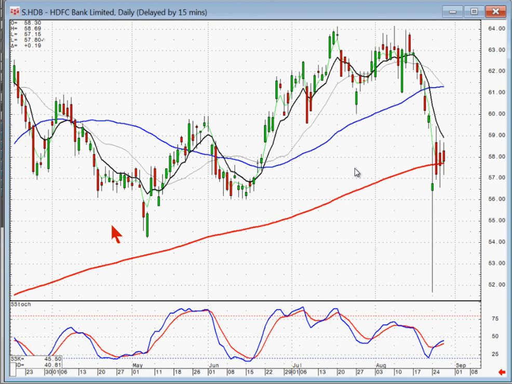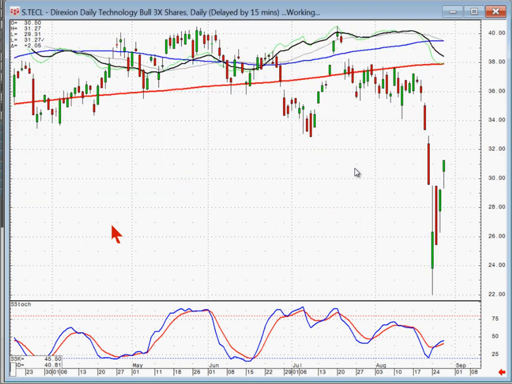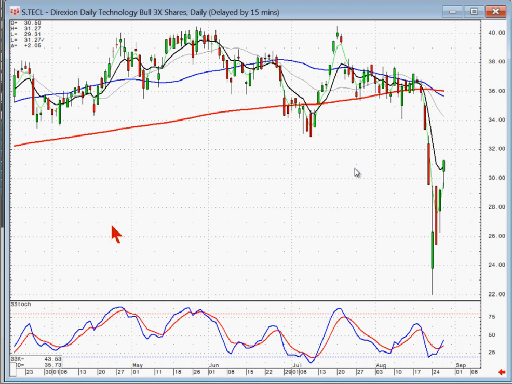And HDB, another one that I wouldn't be long. If I was short, I'd stay short, but I wouldn't be going after this one right now. We did Nugget, TECL. This one you can buy as long as it trades positive.